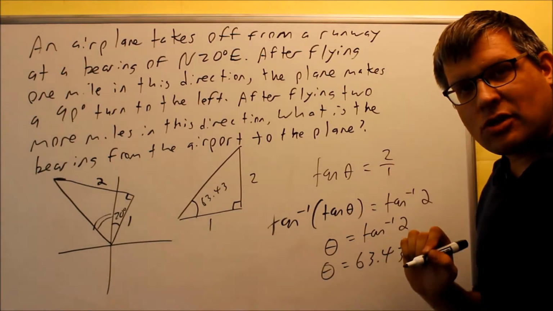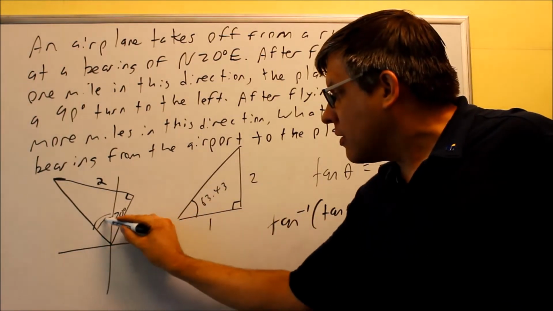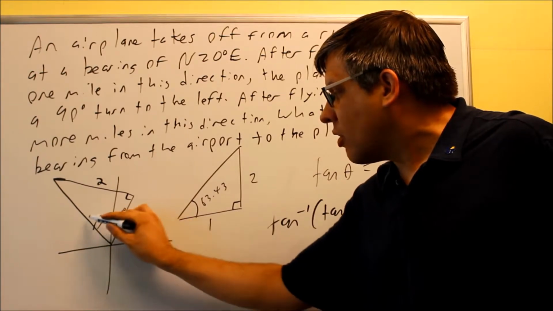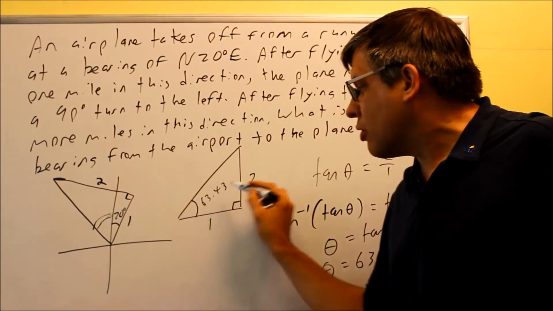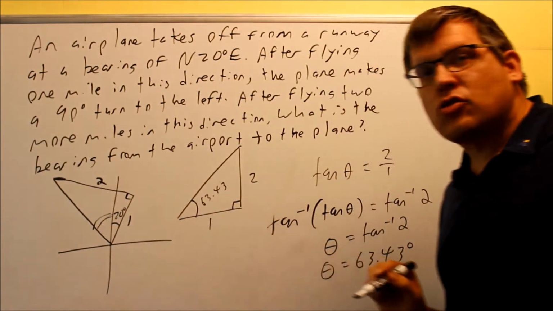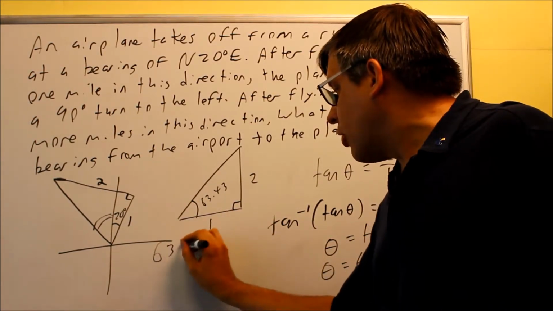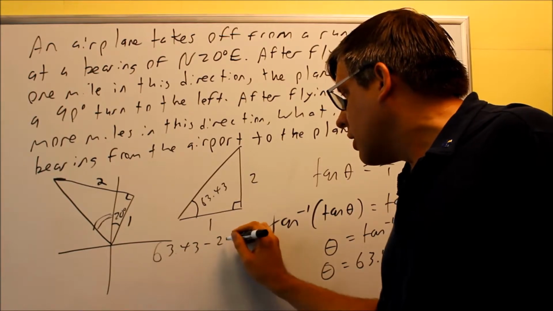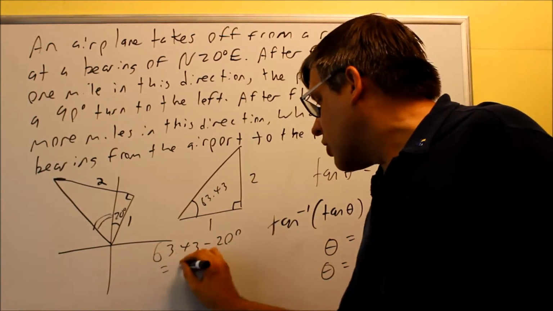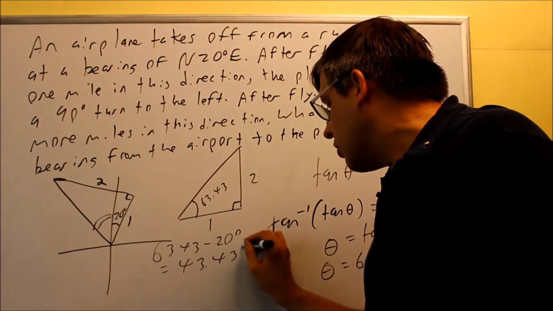But that's not my answer, because the bearing is measured only from here. So I'm going to take the whole entire angle inside, that's 63.43. I'm going to subtract 20 degrees from it. That's going to leave me the amount left over. 63.43 minus 20 is going to leave us with 43.43 degrees.